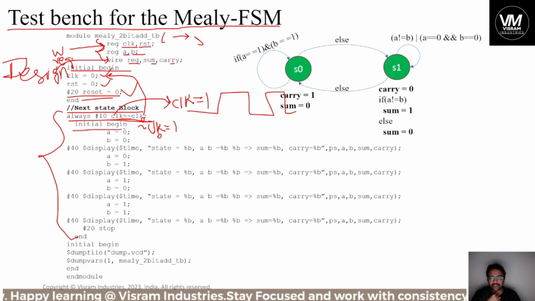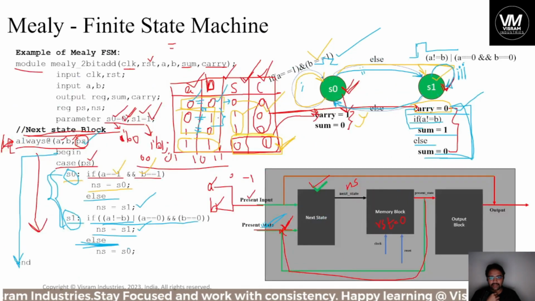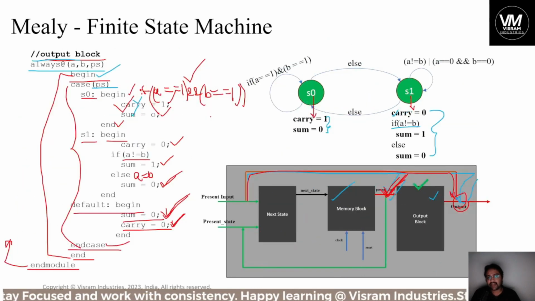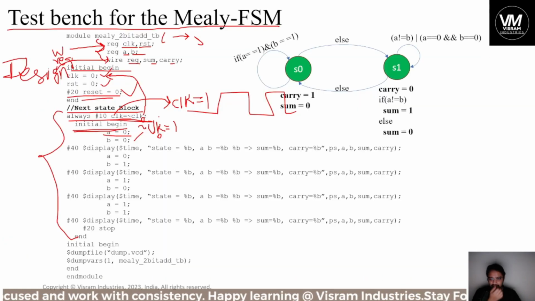So for that, input begin, and in the initial begin, A is equal to 0 and B is equal to 0, based on the truth table you are giving. A is equal to 0, B is equal to 0. A is equal to 0 and B is equal to 1. That's the input we have to test. For a half adder, for the 2-bit adder, we need to check all the inputs: 0 0, 0 1, 1 0, 1 1. For this, every 40 nanoseconds.